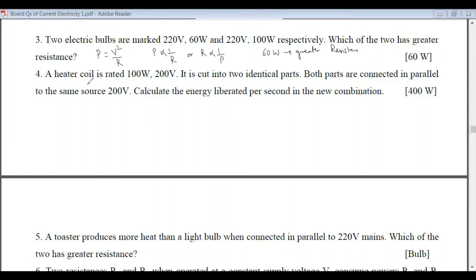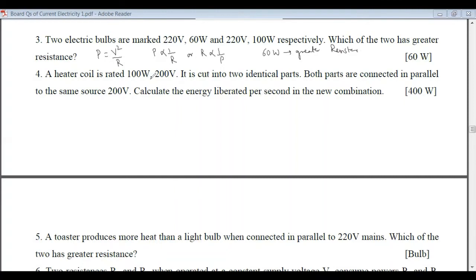Question number 4 is: a heater coil is rated 100 watt, 200 volt. It is cut into two identical parts. Both the parts are connected in parallel to the same source of 200 volt. Calculate the energy liberated per second in the new combination. Energy liberated per second, that is energy per unit time, we call it the power. That is, you have to find the power in the new combination.